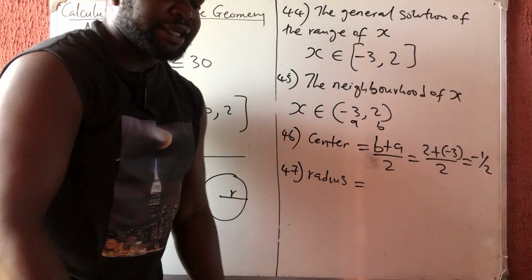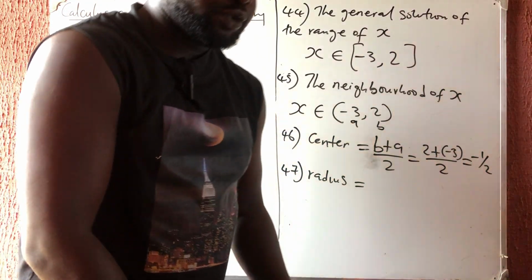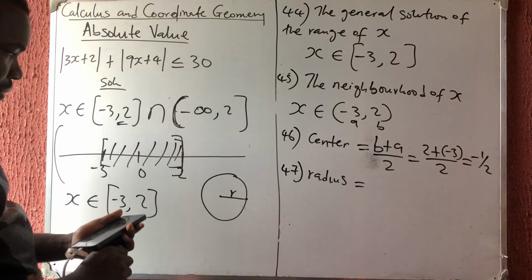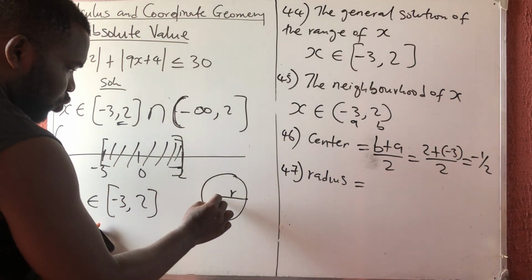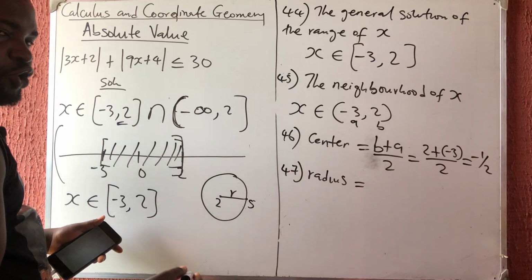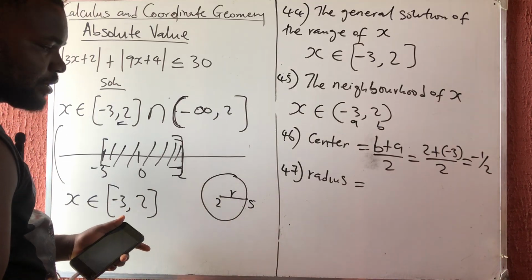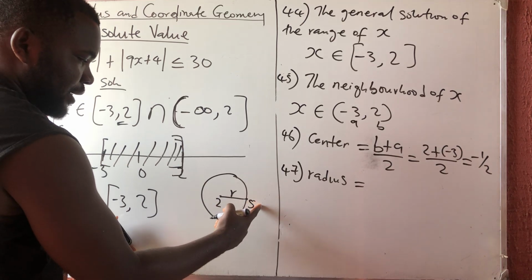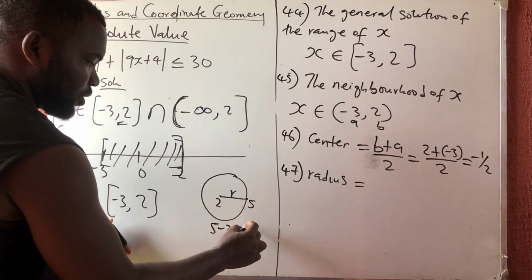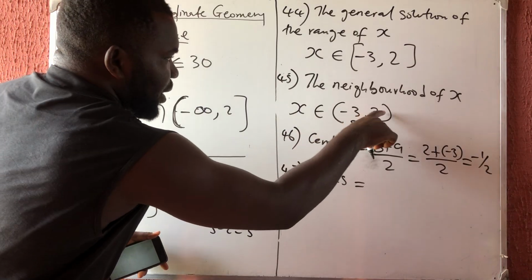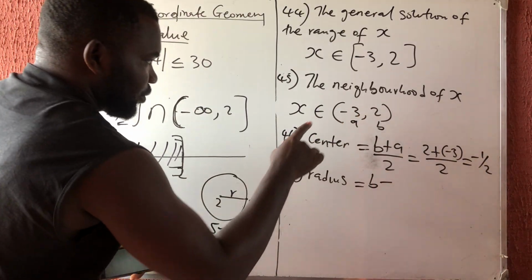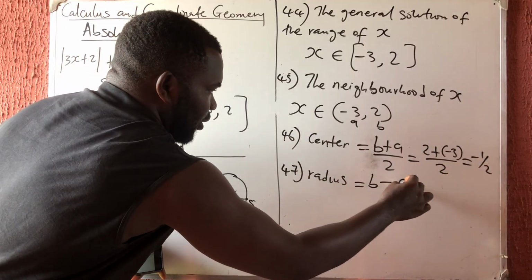If I say I started from 2 and moved to 5, and then I ask you, what is my distance? What is the radius simply means, what is the distance? The distance is where you ended minus where you started from. So I will say 5 minus 2, which will give us 3. So radius is where we ended, which is b, minus where we started from, which is a, okay?